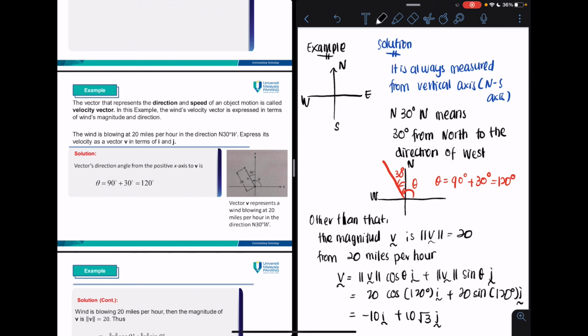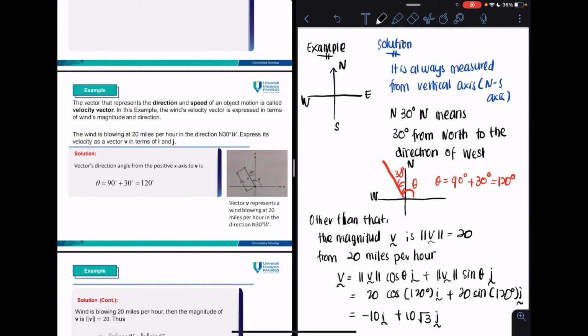So that explains why we have this as our theta, because theta is always measured from the positive x-axis. So in this case, 90 degrees plus 30 degrees is equal to 120 degrees, or equivalent to 2 pi over 3. Other than that, based on the information given in the question, the magnitude of v is actually 20, which we obtain from the wording, the wind is blowing at 20 miles per hour.